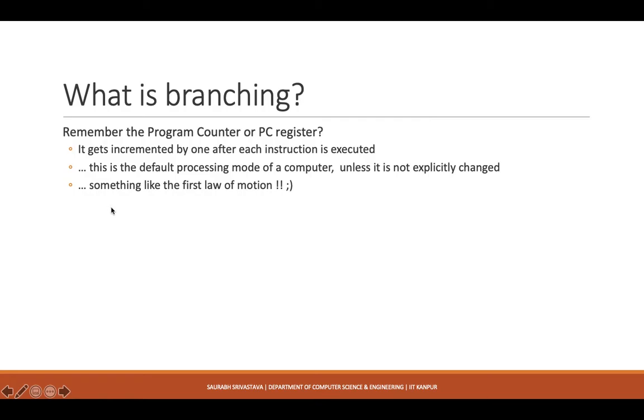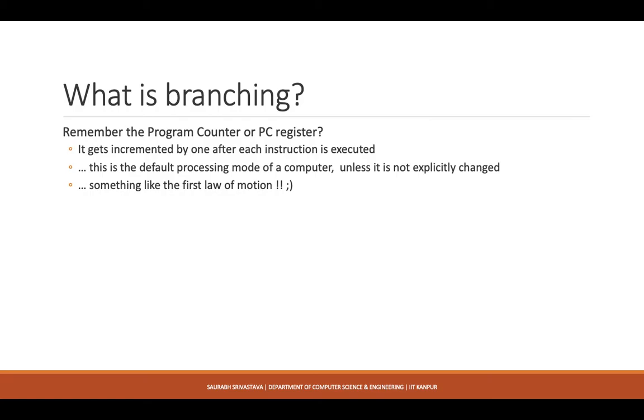You can probably find a nice comparison with the first law of motion, right? It says that something at rest will remain at rest, and something in motion will remain in motion in a straight line at a constant velocity, right?